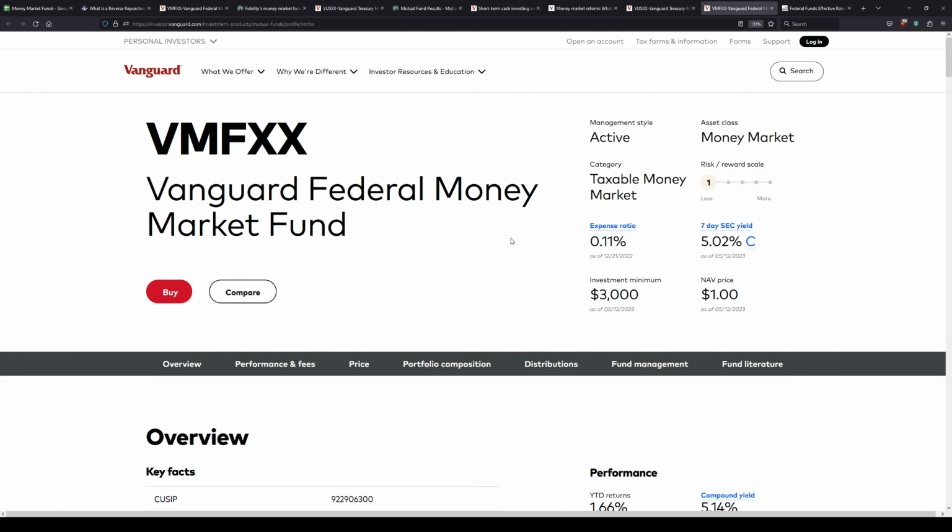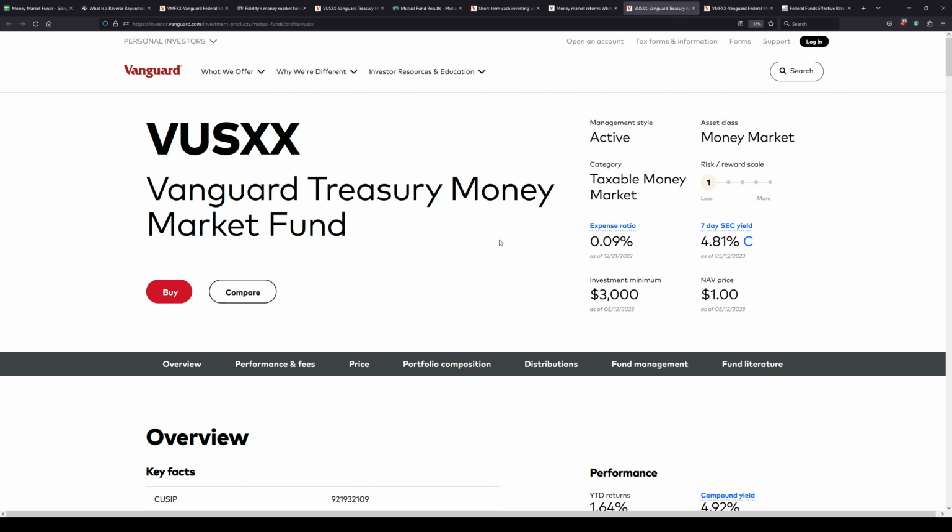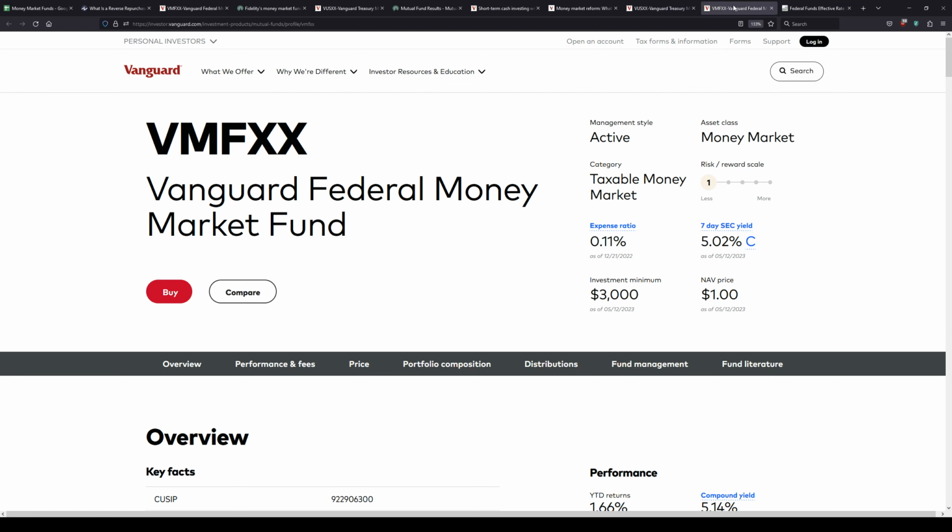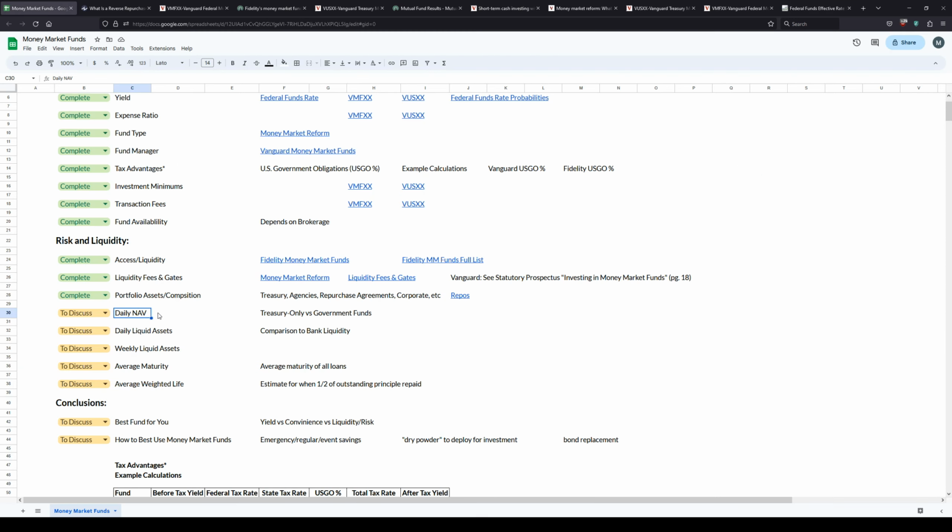This explains a little bit why the SEC yield for the federal money market fund is a bit higher than that of the Treasury money market fund, as there's just a little bit more risk with the federal money market fund. Daily NAV, or net asset value, is something to keep an eye on, just to make sure there aren't any odd or unexplained variations in NAV when you're looking at your money market fund.